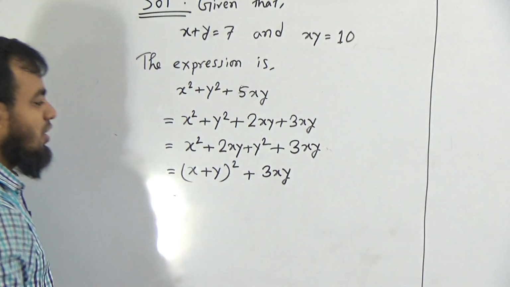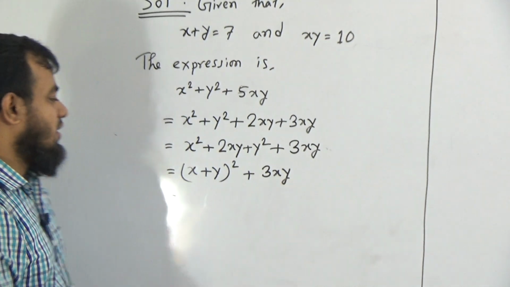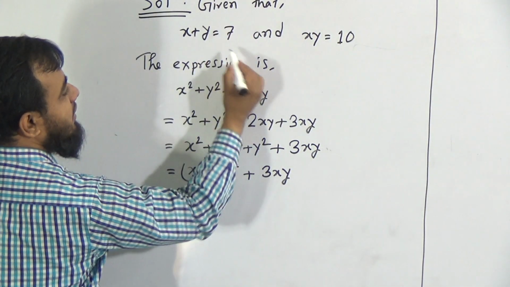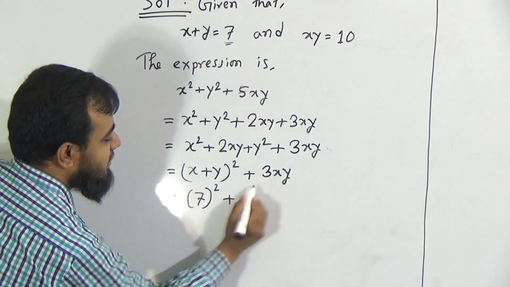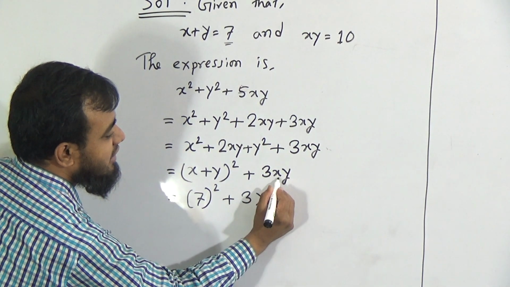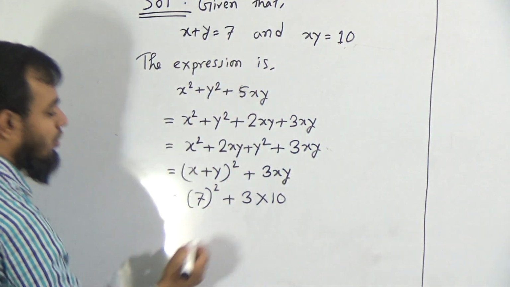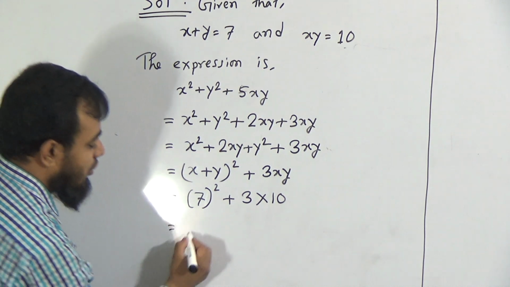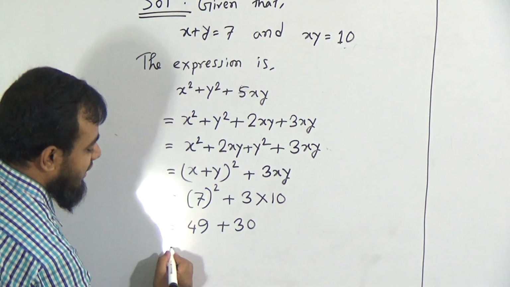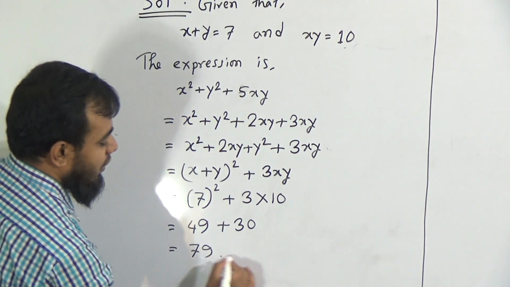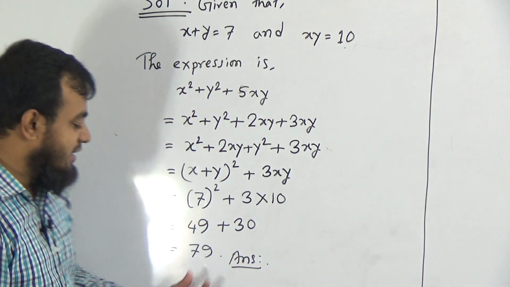Now my dear students, look, we'll put the values of x plus y and xy here to calculate this. Now x plus y's value is what? X plus y's value is 7. That is given. So 7 square, and plus 3 multiplied with xy. The value of xy is 10, so write down 10 here. Now dear students, it's a simple calculation. 7 square means 7 sevens are 49, plus 3 tens are 30. It's a simple addition. It will be 79 if we add. That means our result is 79. This expression's value is 79, my dear students.